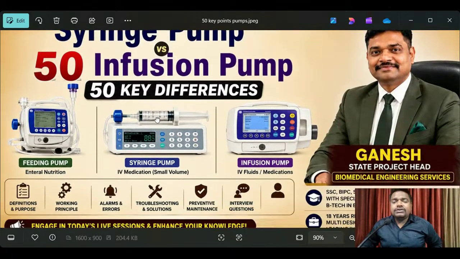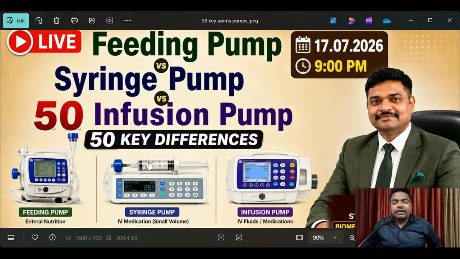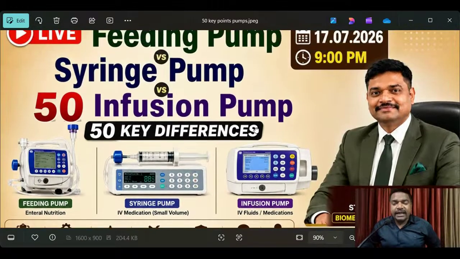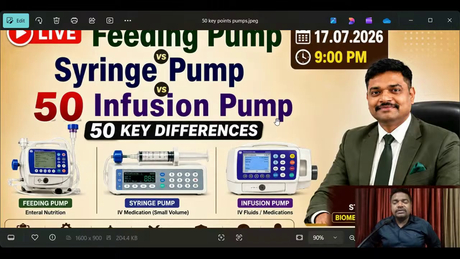Now see here, I want to show you three equipments I'm going to compare: the definitions, the parts, and pin to pin everything I will explain here. Feeding pump for enteral nutrition, syringe pump for IV medical small volume, and infusion pump. For this purpose, here you only have to collect the comparison information. In the next live sessions I will give the full details of each equipment.